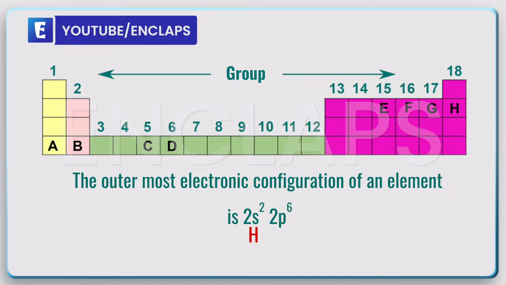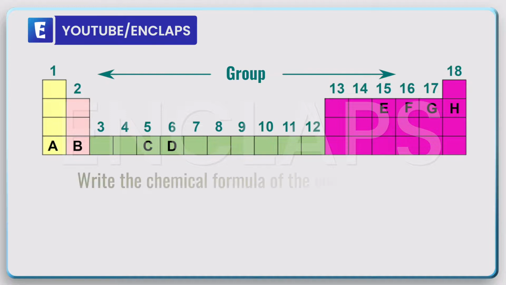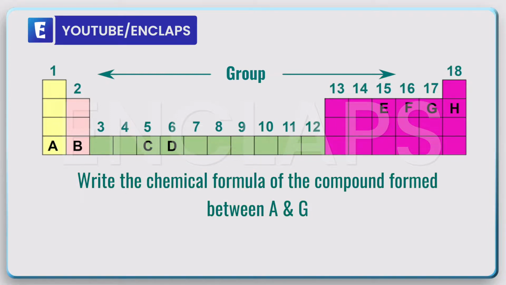Now, the next question is, write down the complete subshell electronic configuration of this element. So, we can write the complete subshell electronic configuration as 1s2, 2s2, 2p6. Now, the next question is, write the chemical formula of the compound formed between A and G. Here, the element A belongs to group 1, so it has +1 oxidation state, and element G belongs to group 17, so it has -1 oxidation state. So, the compound formed by the reaction between A and G is AG.